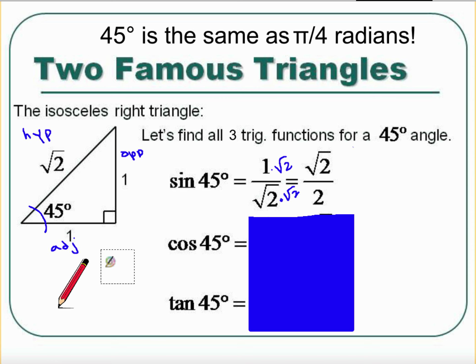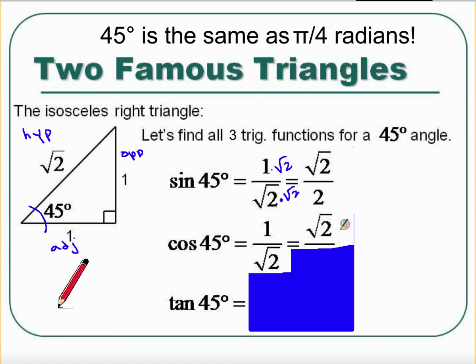Now, the cosine of 45. Cosine is your adjacent side divided by the hypotenuse. So my adjacent side is 1, my hypotenuse is the square root of 2. So we've got 1 divided by the square root of 2, and then we have to rationalize it. And there we go. Notice that the sine of 45 degrees and the cosine of 45 degrees are the same. That's what I love about 45-degree angles.